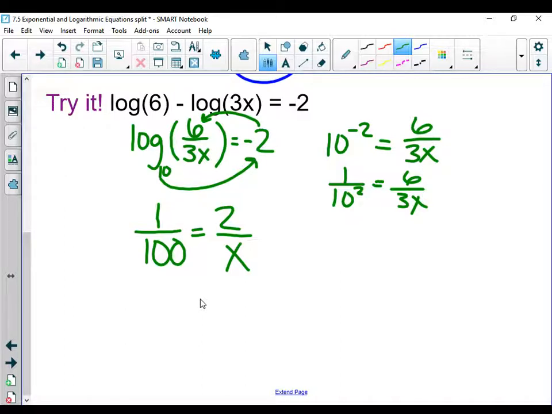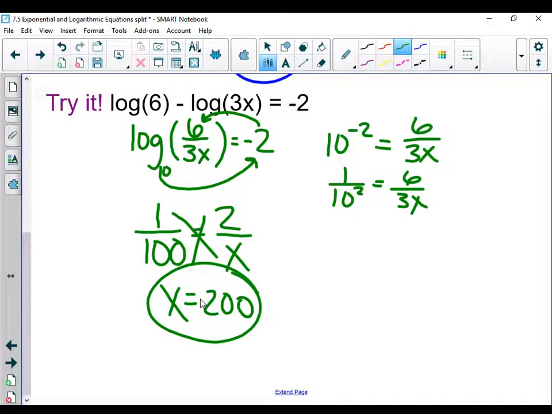Back to pre-algebra, was it, when you were introduced to proportions? Was that what it was? Okay. Good old cross multiplying. We get x equals 200. Okay.